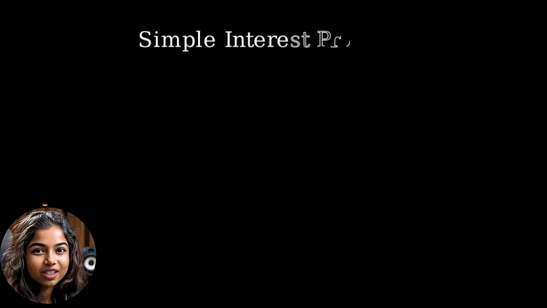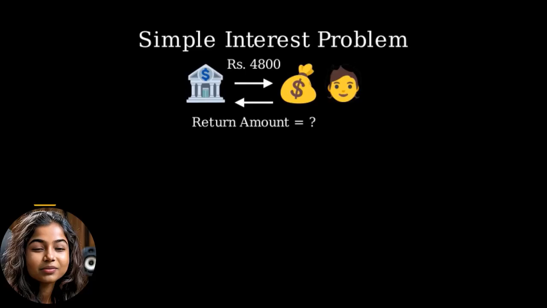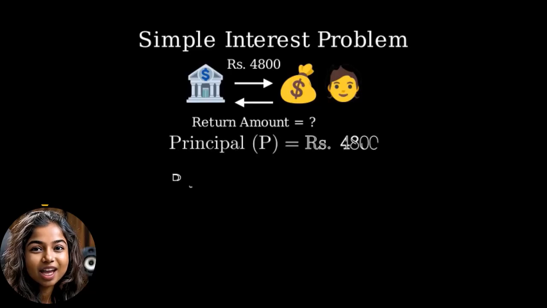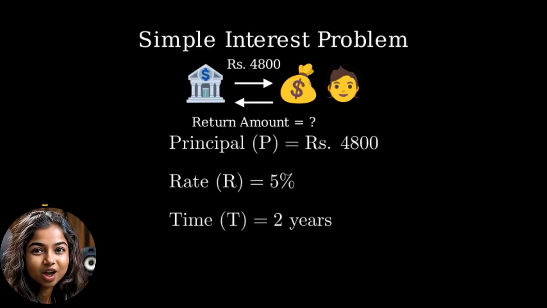Let's solve this simple interest problem step by step. Rohit borrows 4,800 rupees at 5% per annum simple interest for 2 years. Let's identify the key information we need. The principal is 4,800 rupees, the rate is 5%, and the time period is 2 years.